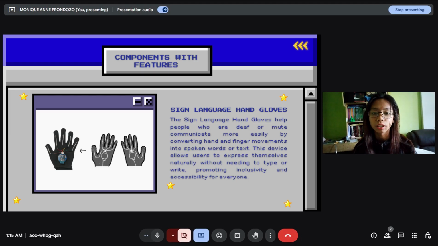Each glove has sensors that detect hand and finger movements, translating sign language into spoken words or text through a computer. This is inspired by students from CSPC for Filipino Sign Language and MIT for American Sign Language. This innovation promotes inclusivity and accessibility. It allows users to communicate naturally using signs, making conversation clearer and breaking barriers between the deaf and hearing communities.